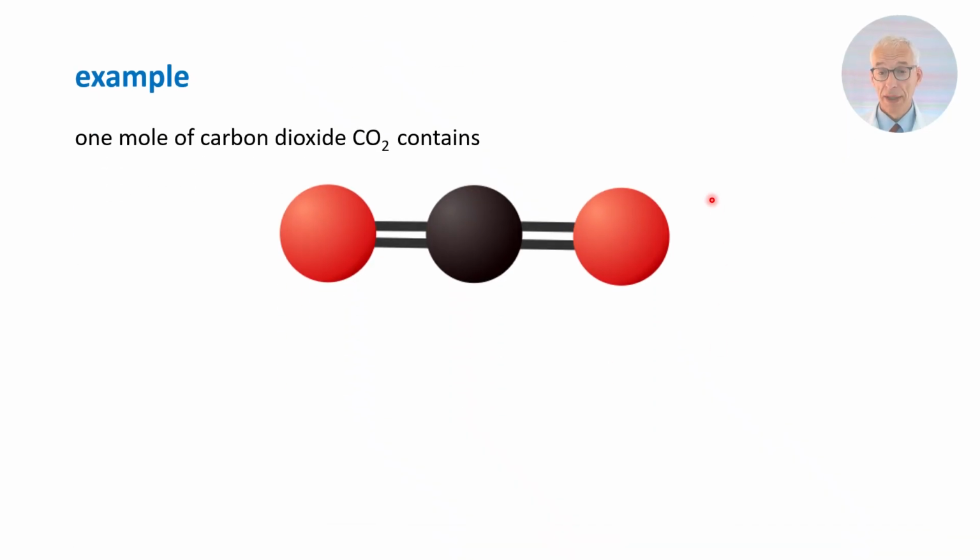So I'm hoping that this diagram will clarify the importance of identifying what you are counting, the particle that you are counting. So we've got 1 mole of carbon dioxide. Here is a model or a diagram of carbon dioxide, a representation of carbon dioxide, carbon and oxygen. 1 mole of carbon dioxide contains 1 times Avogadro's constant molecules of carbon dioxide.